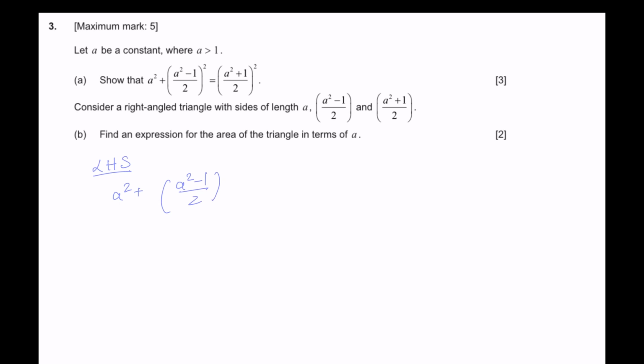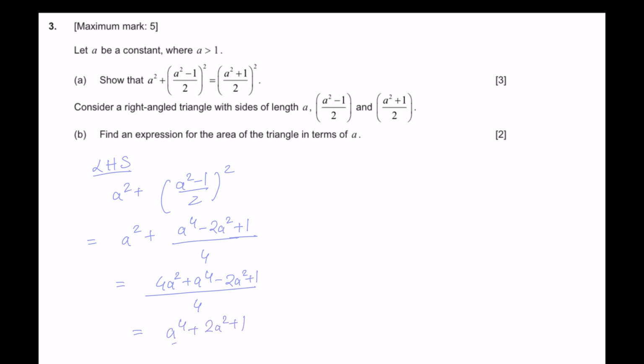So we can now simplify a square minus 1 by 2, so the denominator will become 4. A square minus 1 whole square will be a to the power 4 minus 2a square plus 1. Now I can take the a square inside the fraction, so the denominator will be 4, and it will be 4a square plus a to the power of 4 minus 2a square plus 1. Simplifying, I'll get a to the power of 4 plus 2a square plus 1 divided by 4.